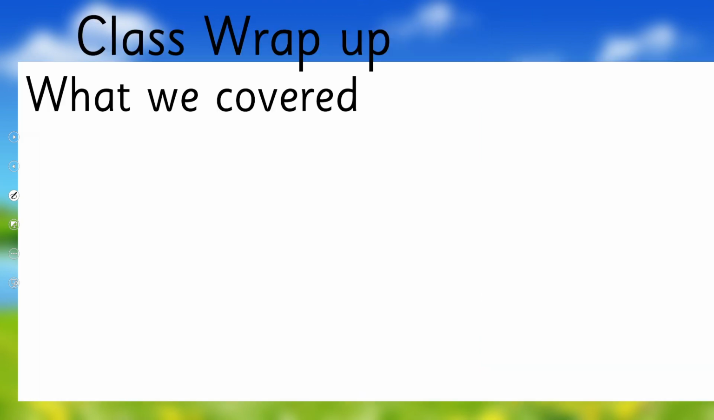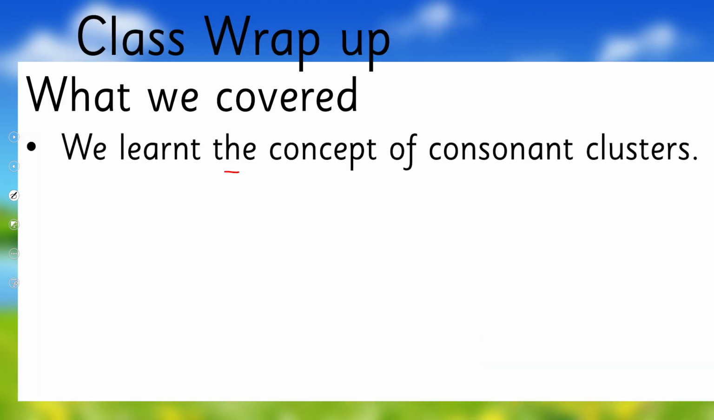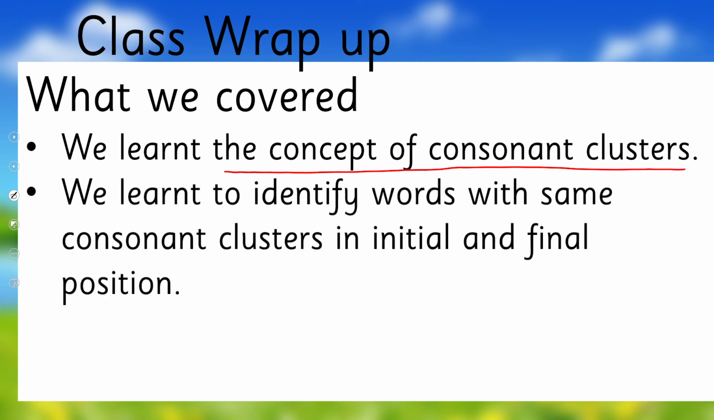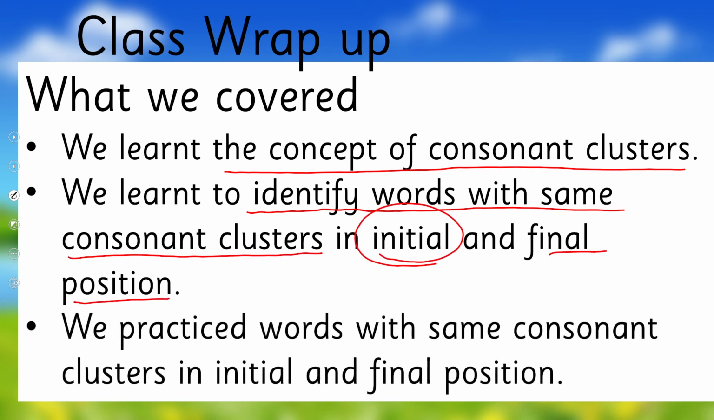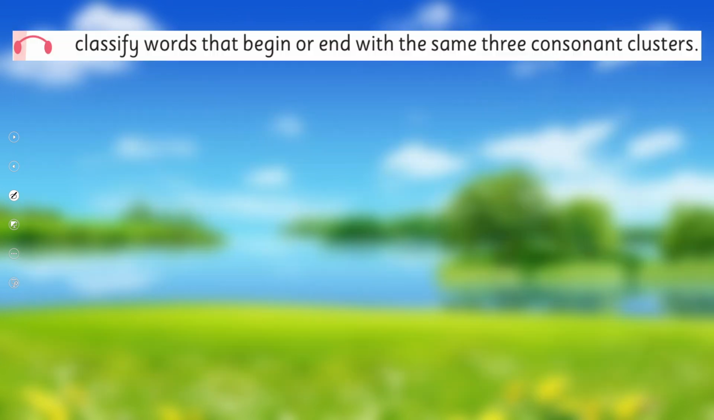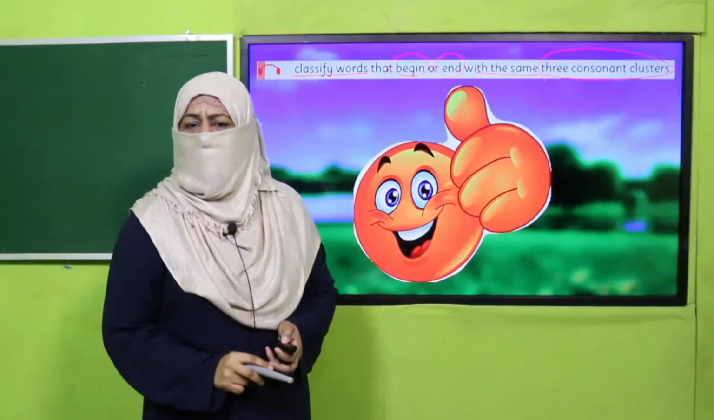So in this way, we have learnt the concept of consonant clusters. We learned to identify words with the same consonant clusters in initial and final position. And then we practiced words with the same consonant clusters in initial and final positions. So in this way, we achieved our SLO, that is to classify words that begin or end with the same 3 consonant clusters. Yes, my dear children, are we done with it?